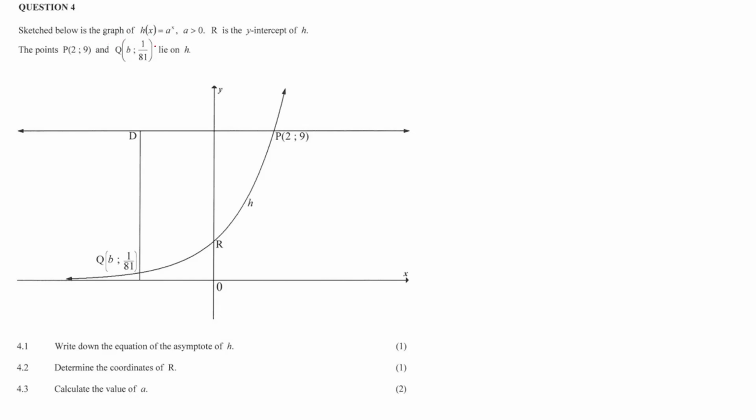Sketch below is the graph of h of x is equal to a to the power of x, and a is greater than 0. So a is positive, and r is the y-intercept of h. So r is acting as the y-intercept of our h graph. The points P having coordinates (2, 9) and Q having x is equal to b and y is equal to 1 over 81 lie on h.